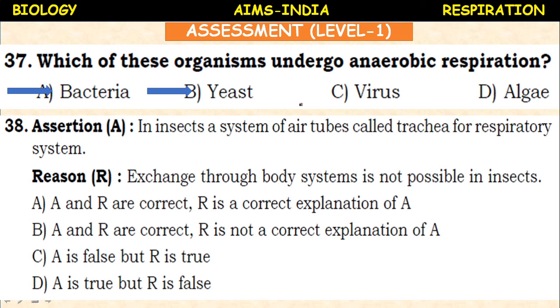Assertion and reasoning. Assertion: in insects, a system of air tubes called trachea forms the respiratory system. Yes. Reason: exchange through body surface is not possible in insects. Yes. Both are correct, and the R is the correct explanation of A.